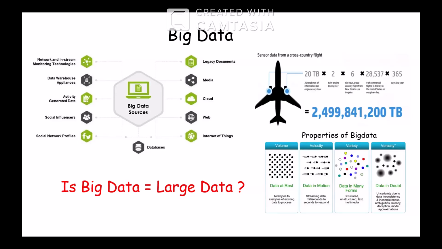So there is no need for data to become large to make it big. The properties like velocity of data, volume of data, variety of data, and veracity of data will make a data as a big data for building the future needs. So I hope you understood what is the aspect of big data, right?